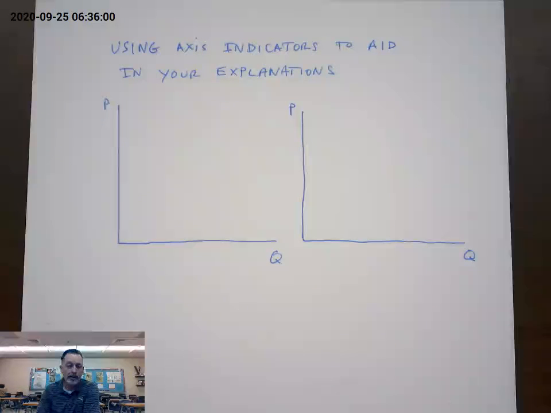We talked about it at the beginning of the year on the questions of the first day. You'll remember this question: name a product or service you might purchase no matter what the cost. And you guys did a great job of naming things like gasoline or prescription drugs. So let's take a look at explaining the concepts of elastic and inelastic using a graph and demonstrating how axis indicators can really help us in our explanations.